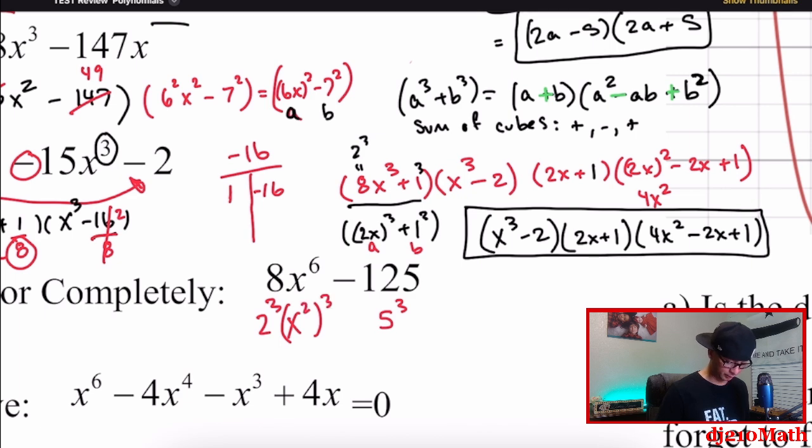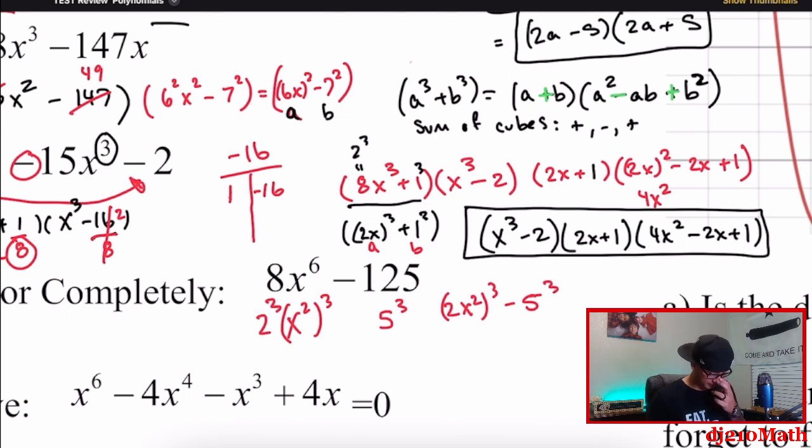So x to the 6 is really x squared cubed. Now, in a sense, I can factor out the cube from each of these. This is going to be 2x squared cubed. Think about it: if I apply the cube, that'll be 2 cubed and then x to the 6, because you multiply the exponents. So we're good there. Minus 5 cubed.